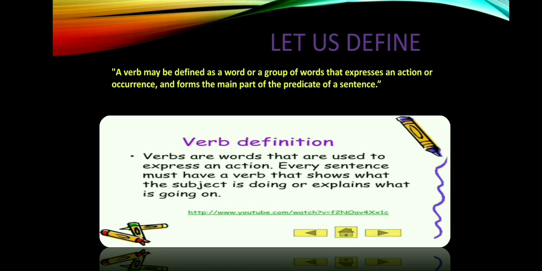Verbs are words that are used to express an action. So every sentence must have a verb that shows what the subject is doing or explains what is going on.